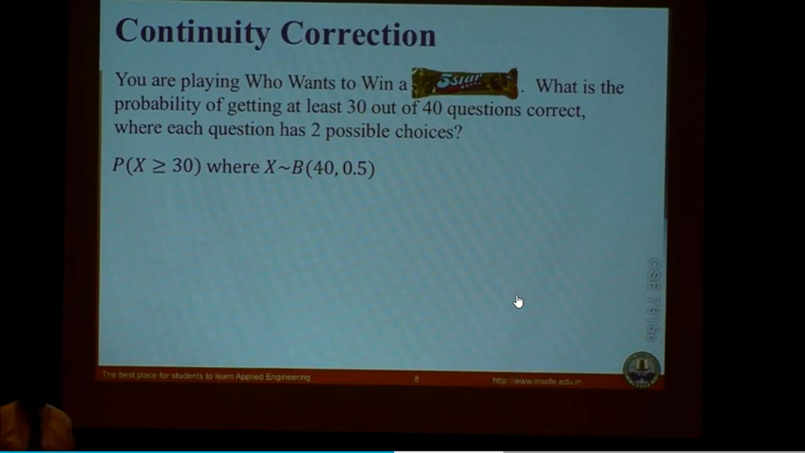Okay, so can I approximate it to normal? First, how? np is equal to 20 and nq is also 20. So both are more than 5, so I can approximate it to normal. What would the normal distribution be? X is approximately distributed as normal 20, 10, because the mean is np, so 20, and the variance is npq, 40 times 0.5 times 0.5, which is 10. So normal 20, 10. And what am I interested in?